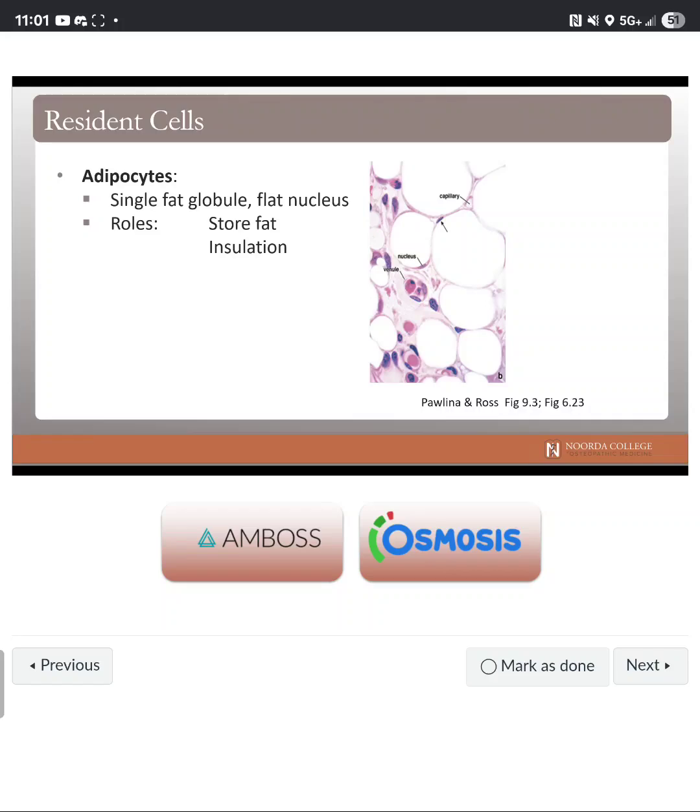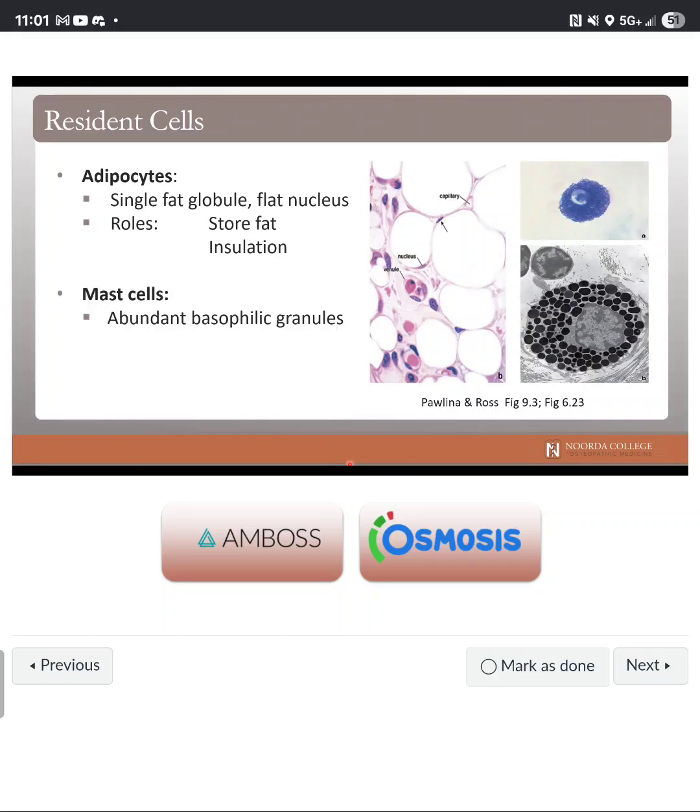Other resident cells include adipocytes, which are basically fat cells. In the image shown on the right, you have mature fat cells, which have, again, one large fat globule. It is so constipated with fat that the nucleus is pushed to one side and flattened out. Their main role is to store fat as well as insulation.